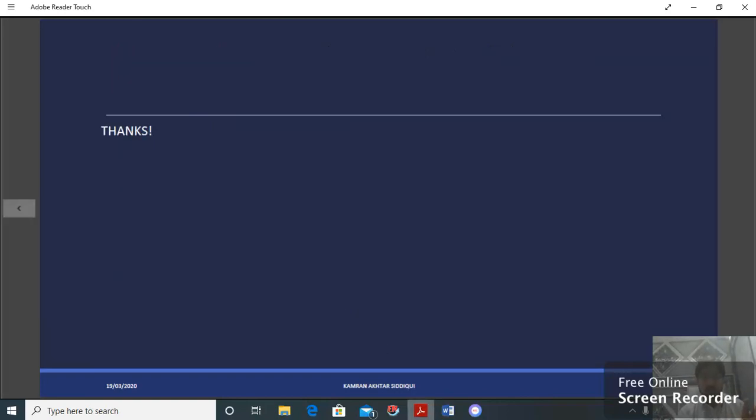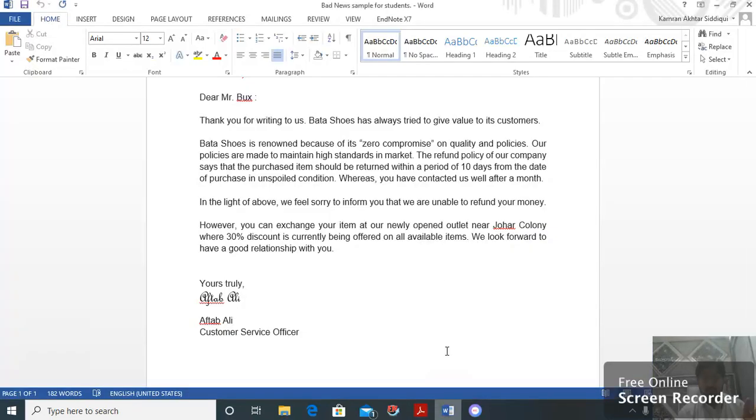Let me take you to a sample, for example. So you can see the salutation, and then you move to this first paragraph. Thank you for writing to us. Bata Shoes has always tried to give value to its customers. So if you see, appreciation plus acknowledgement, both are making a buffer statement.